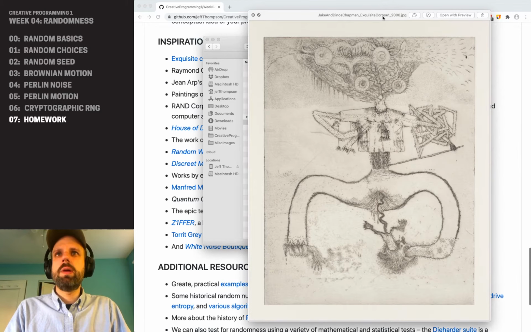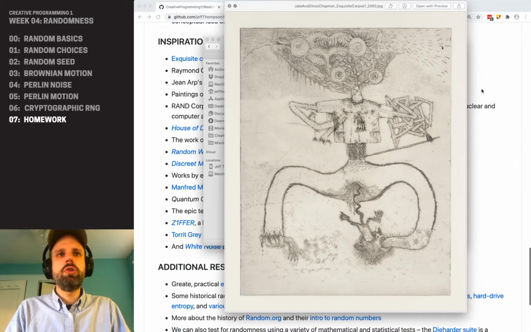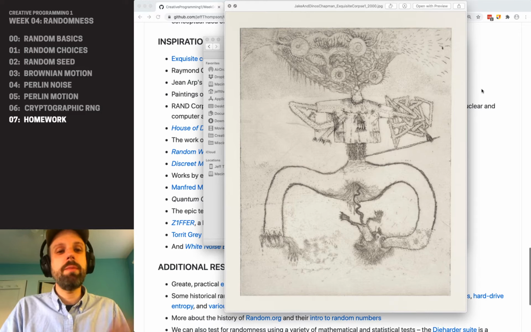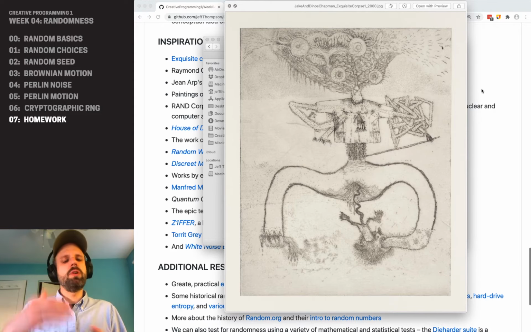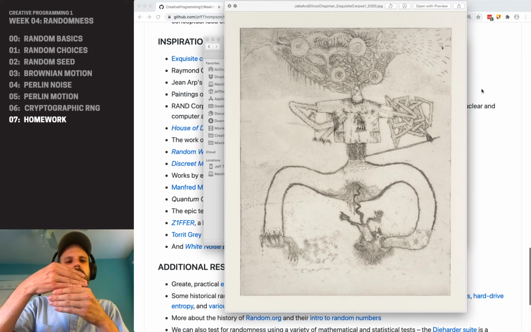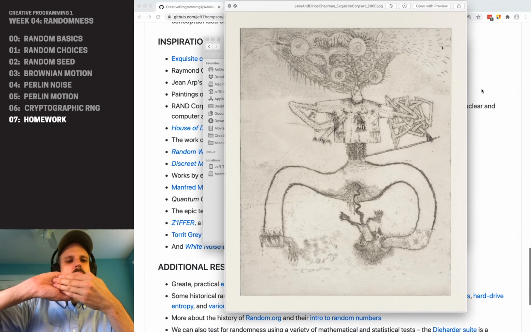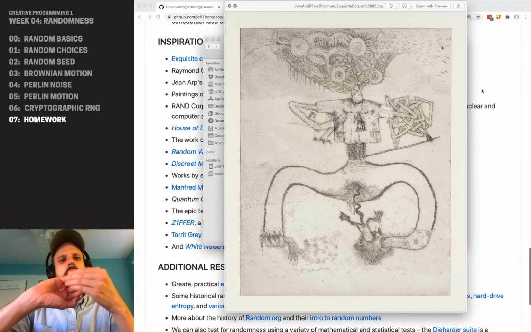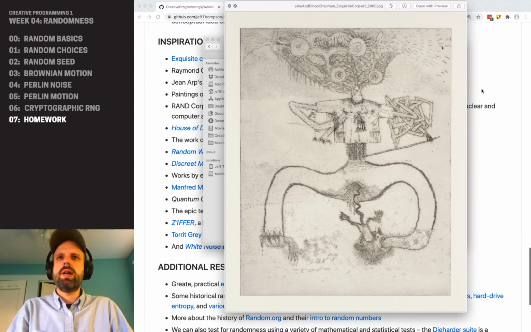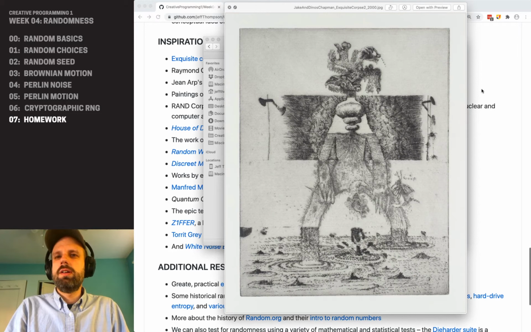Jake and Dinos Chapman are an artist duo, also contemporary. This is from a series of prints. These are etchings from their series Exquisite Corpse, which is a game you may have played where you fold a piece of paper and one person draws the head, and then you fold it over and pass it to someone else, and they draw the body, and then they draw the legs or whatever. And so these are their really nasty, awesome take on these, which I love.